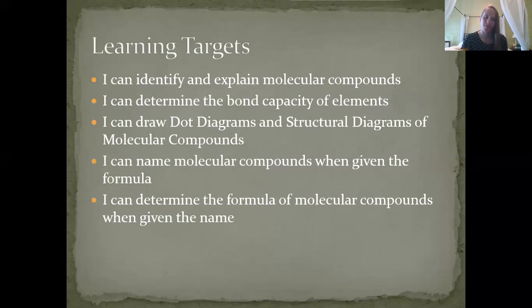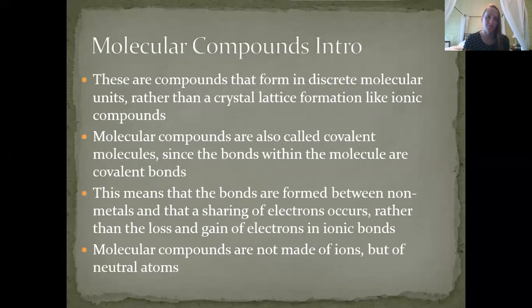So we're going to be going over how to identify if something's a molecular compound, how to determine the bond capacity of different elements. We're going to draw some dot diagrams of molecular compounds. And then if you're given the name, how to write the formula. And if you're given the formula, how to write the name of these molecular compounds.